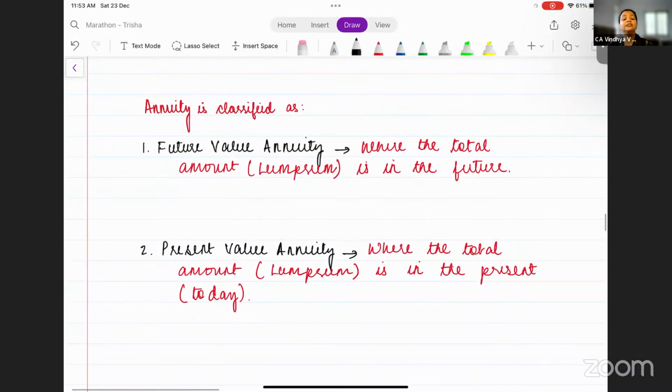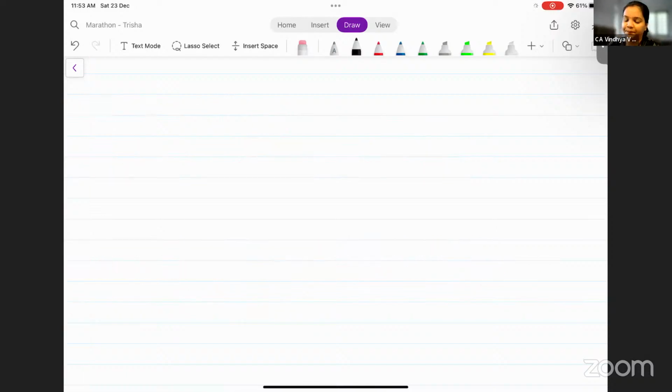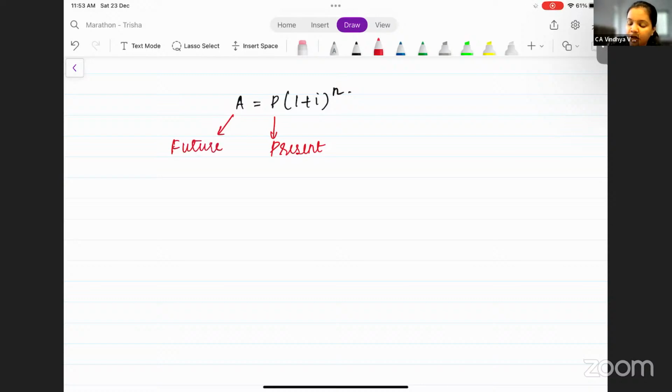Next, moving on to what is this two classifications of annuity, which is present value annuity and future value annuity. Before we get into that, we need to know something. We have this formula, amount is equal to P into 1 plus I to the power n, correct? Here, this principal that you deposit today is nothing but your present value. And this amount that you get in the future is your future value. I'm not using the word annuity here because the word annuity comes into picture only when there is an annuity.